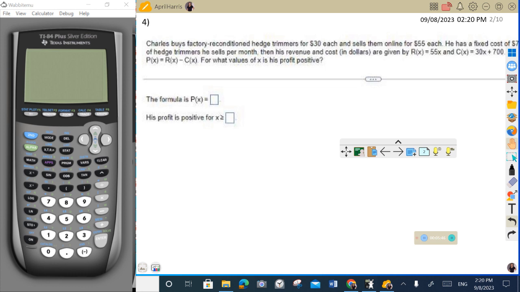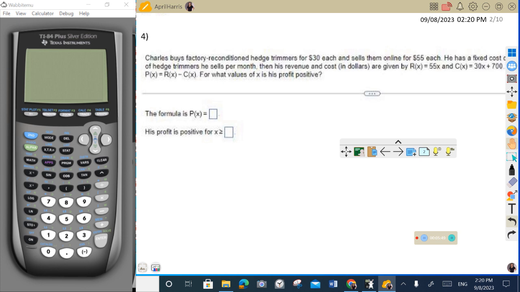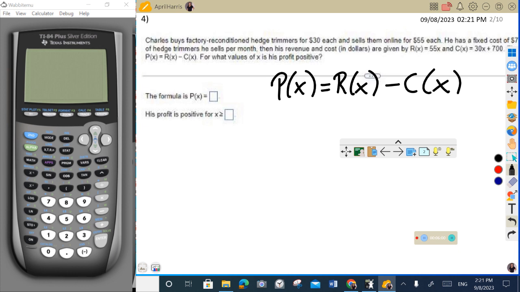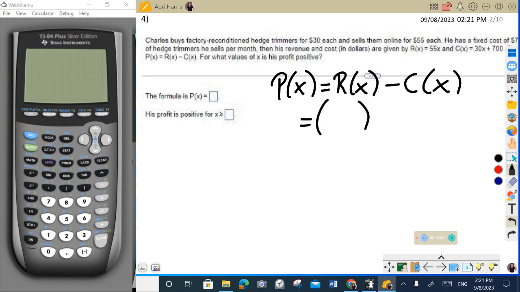Okay, so they give you the formula, P of X. P of X is equal to R of X minus C of X. So what you're going to want to do is substitute in R of X and C of X. Where the R of X is, we're going to put the 55X minus C of X. C of X is two things. It's a binomial, so you have to put it in parentheses. We got 30X plus 700.